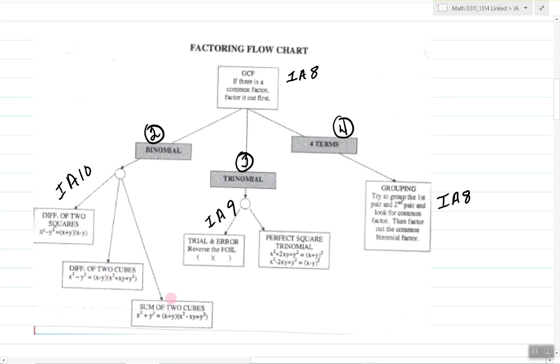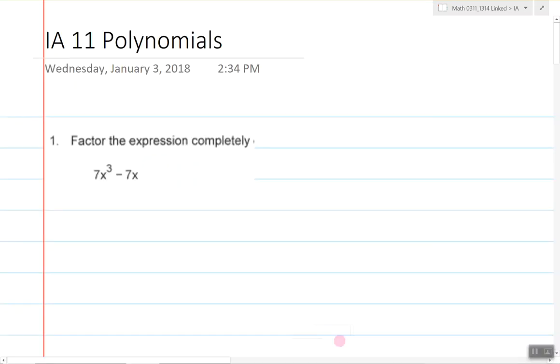So in the lesson we're going to do next, we will probably be combining some of these. GCF, and then maybe it will be the difference of squares, or GCF and then it might be trial and error. So we'll see in this next lesson. Our instructions in IA11 on factoring will simply say factor the expression completely.